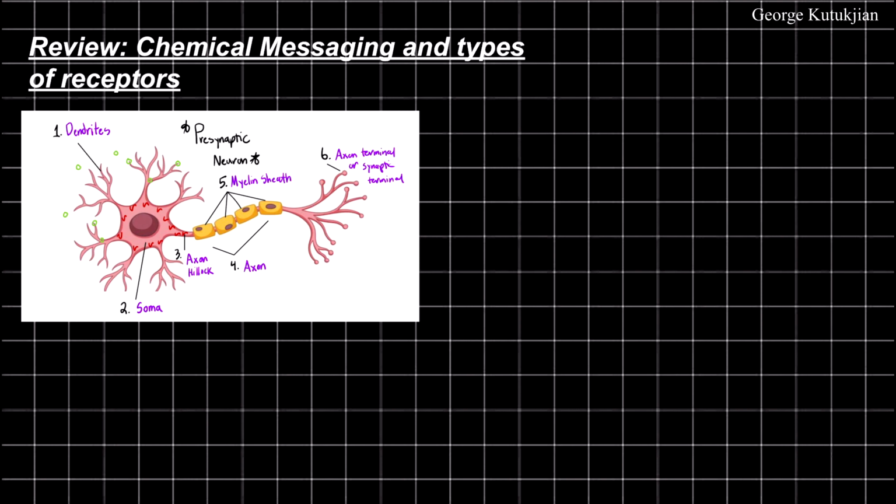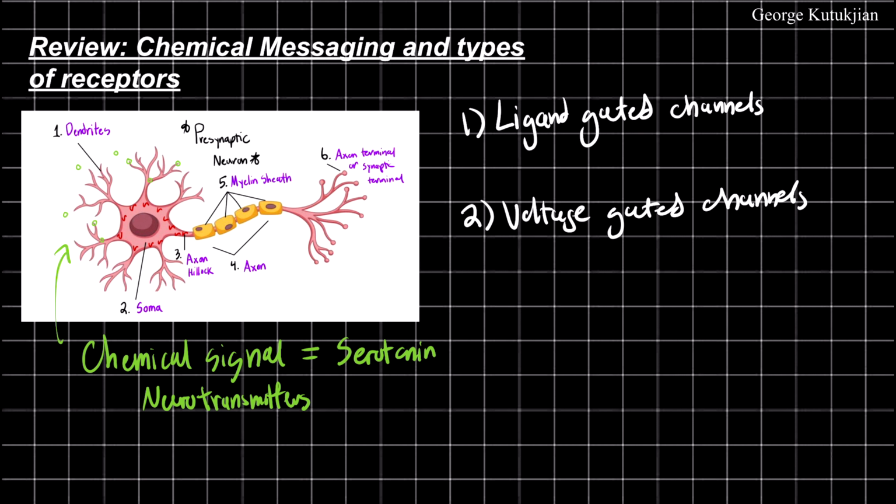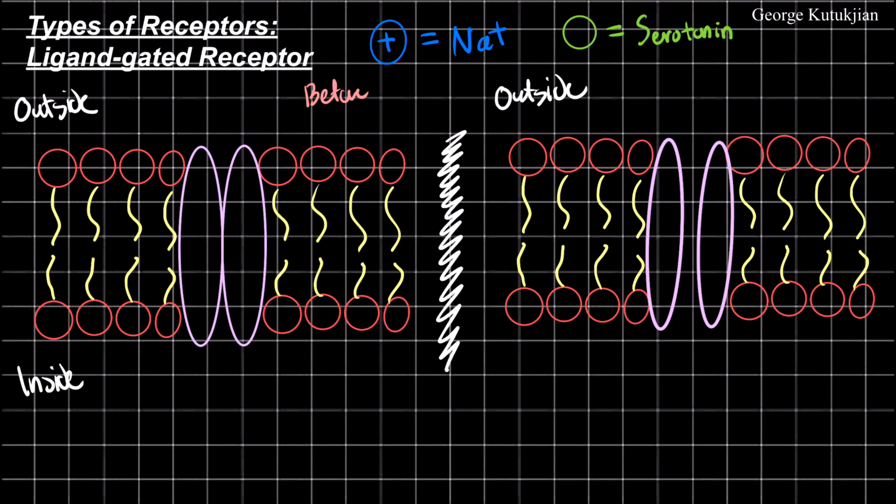Alright, cool. Last time we discussed that a neuron receives a chemical message, also known as a neurotransmitter. That neurotransmitter is going to attach to a receptor and then open channels. A neuron has ligand-gated channels as well as voltage-gated channels. A ligand is just another word for neurotransmitter. So when a neurotransmitter attaches to a protein binding site or a receptor, it's going to open that channel and allow ions to flow through.